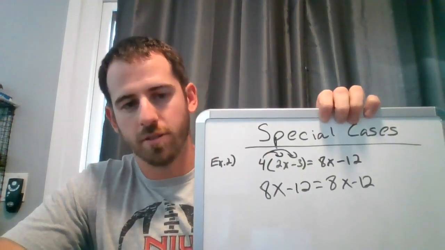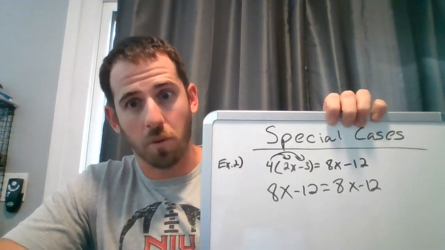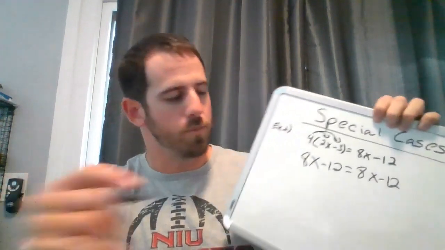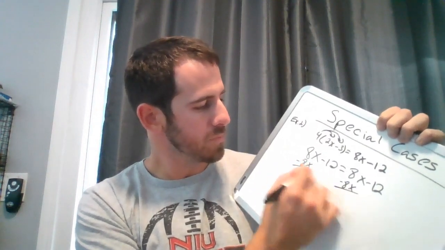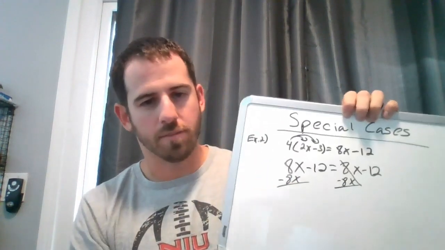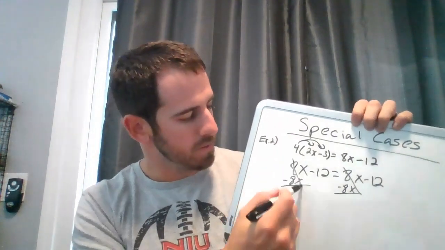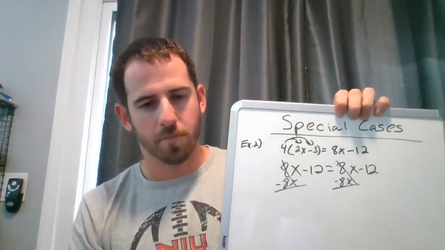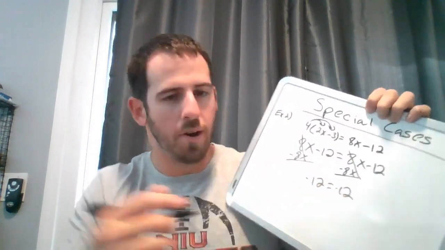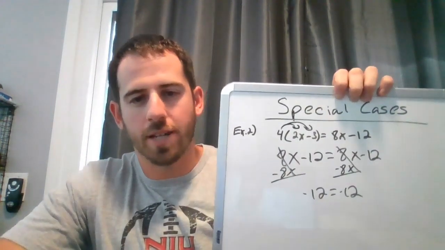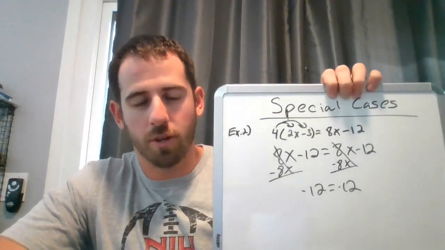From here, you might notice something, but let's pretend you don't. Same step as before. Let's move that 8x. So we subtract 8x from both sides. They cancel on the right, like we talked about. They cancel on the left. We have negative 12 equals negative 12. Ask yourself, is that true? Is negative 12 equal to negative 12?